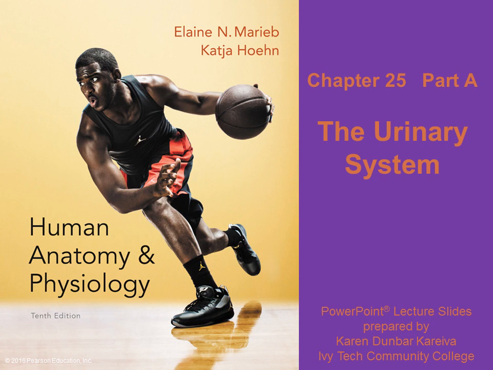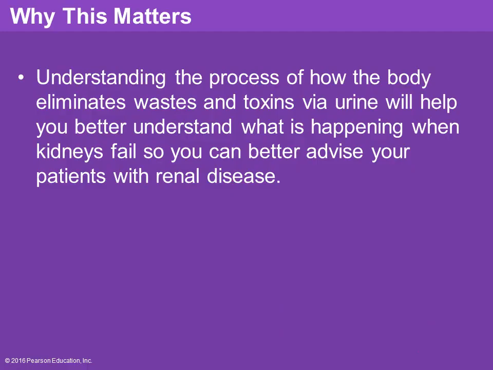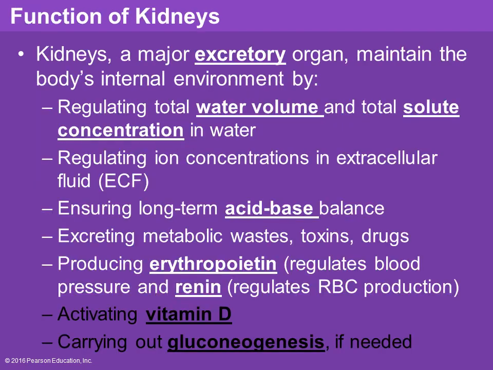This is chapter 25, part A. It's the beginning of looking at the urinary system. We're going to look briefly at the anatomy and then also get into the physiology of the urinary system, which is involved with filtering the blood and eliminating toxins and waste in that production of urine, that it will rid the body of those.